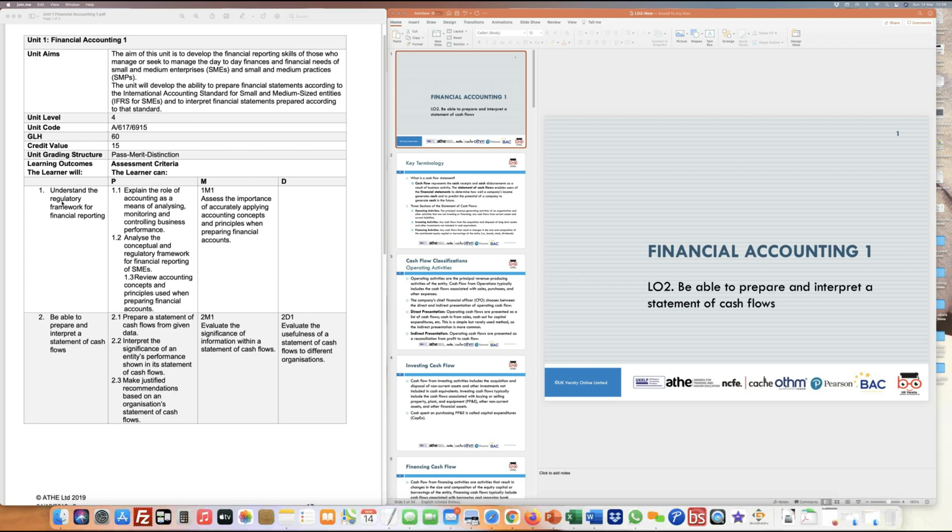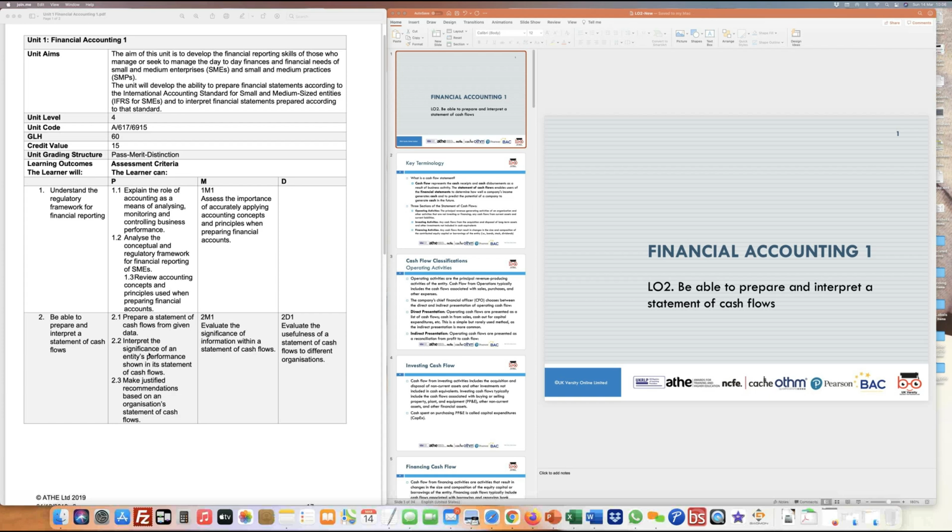Now, today, in terms of the learning outcome, we're going to look at the practical aspect of it in terms of preparing a cash flow statement. And then once we've prepared the cash flow statement, the idea would be to try and interpret what are the pieces of information that we get from there.